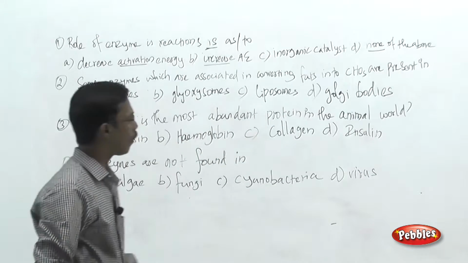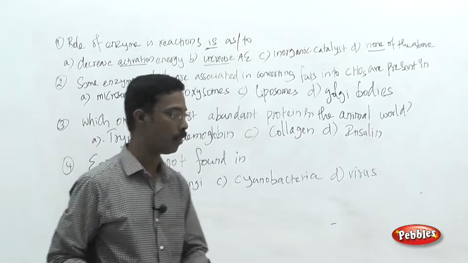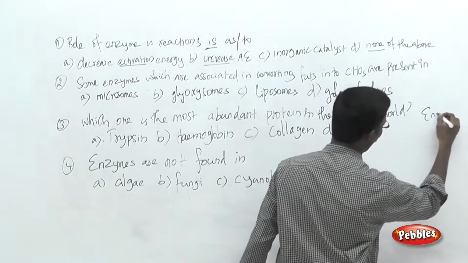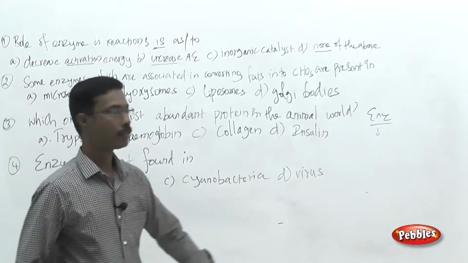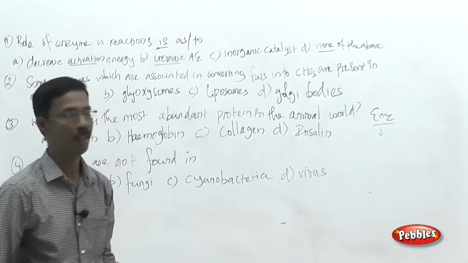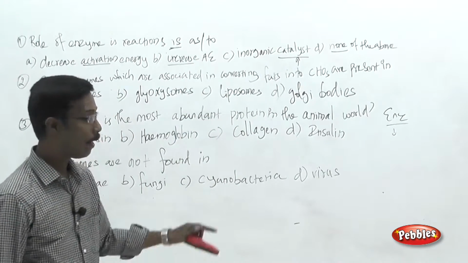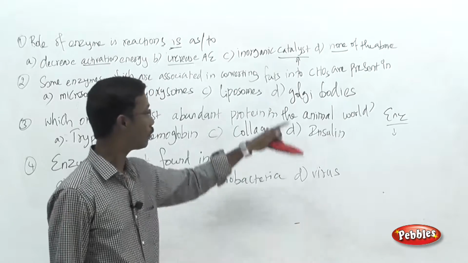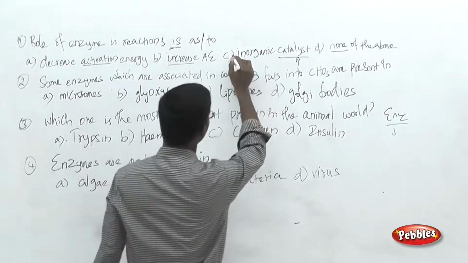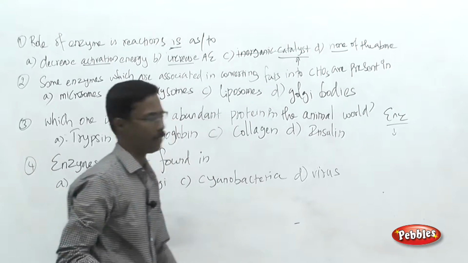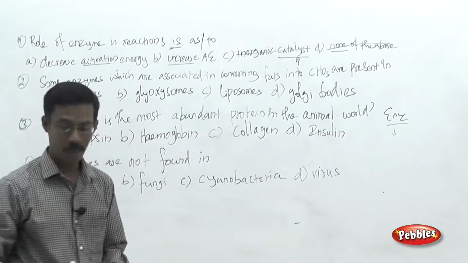For this question you have to recall the enzyme function and how the enzyme works. As I told you, what is the role of enzyme? Enzyme acts as a catalyst. But you cannot choose inorganic catalyst just because the word catalyst is present, because enzymes are organic molecules, not inorganic molecules. So you are not supposed to select option C. Automatically you can eliminate answer D. Enzymes are organic molecules.